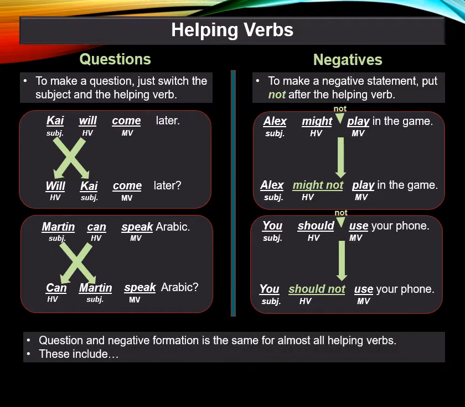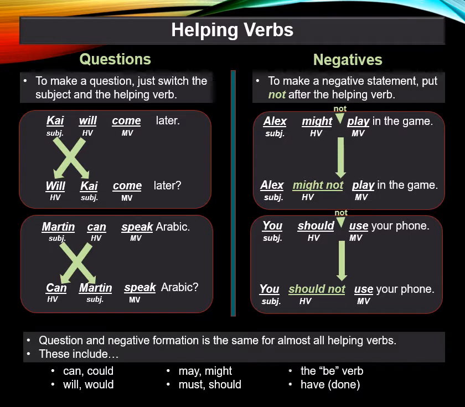Question and negative formation is the same for almost all helping verbs. These include can, could, will, would, may, might, must, should, anything with the be verb, and have in the present perfect: have done, has done.